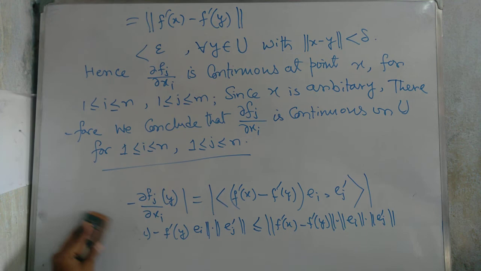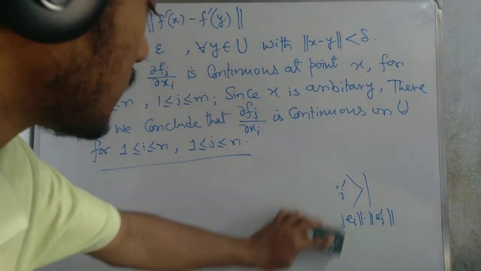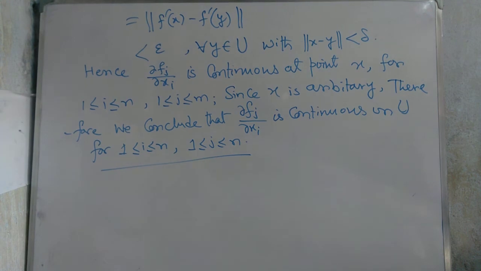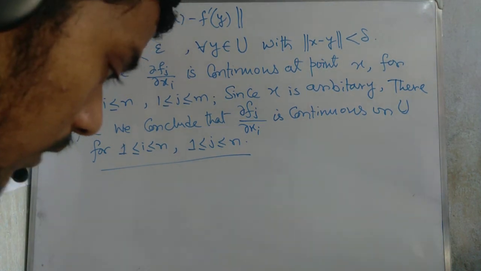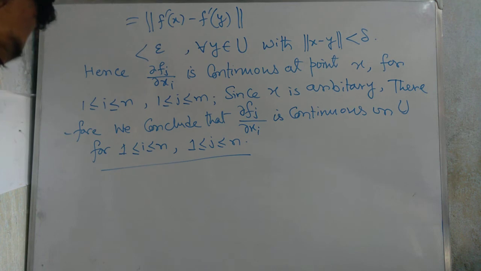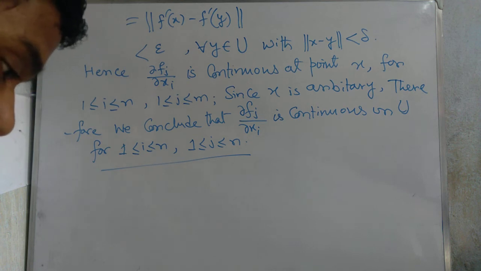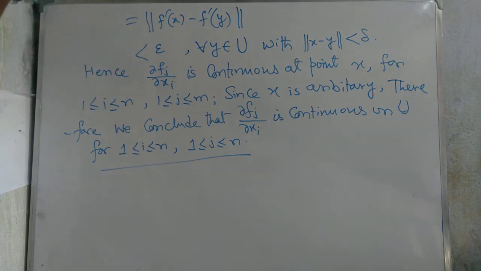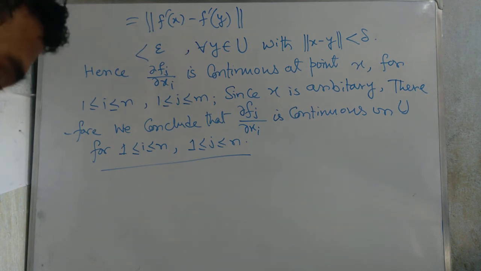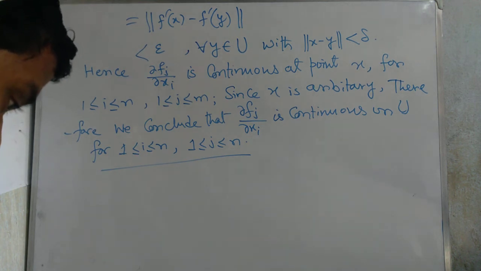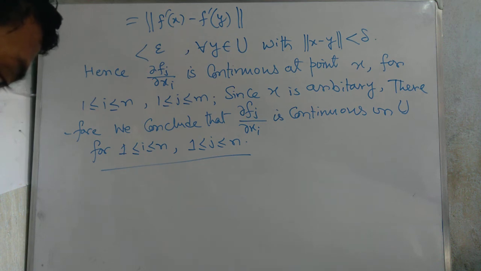Now we erase this portion and go on to discuss another important theorem, the converse theorem. That means, if all partial derivatives exist and are continuous, then f is differentiable. How this happens we are not going into now. We will just do one example here.